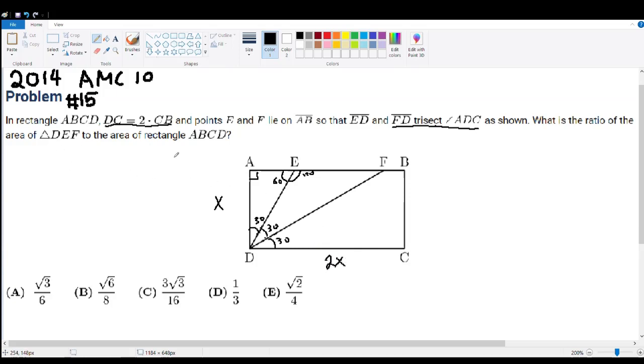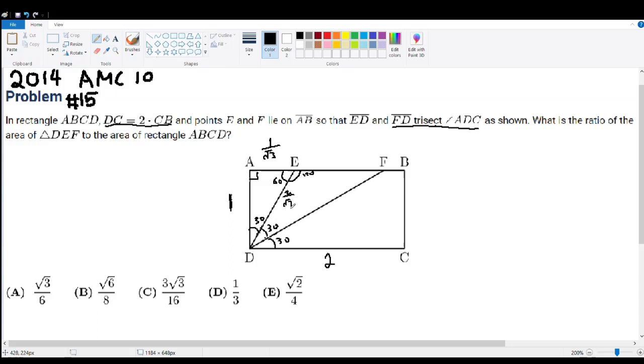Now, the problem doesn't give us any specific measurements, so we can just use our own measurements. When they don't give us measurements for sides, I like to just use 1 for a unit rate, and since this is 2 times AD, this would be 2 unit rates. So basically, since this is a 30, 60, 90 degree triangle, this would be 1 over square root of 3, and this would be 2 over square root of 3.